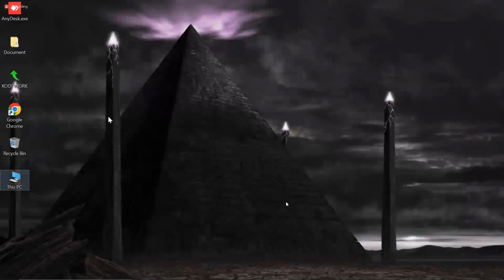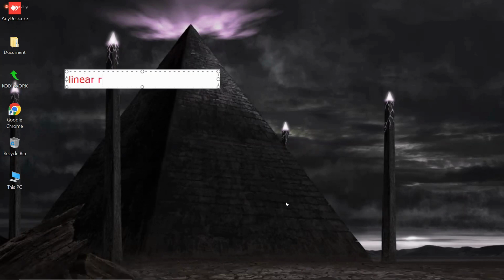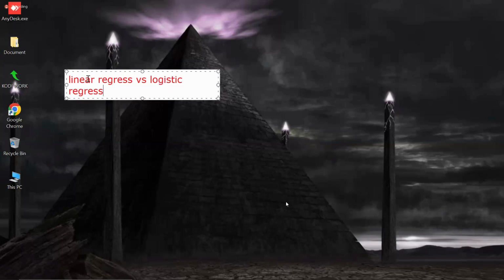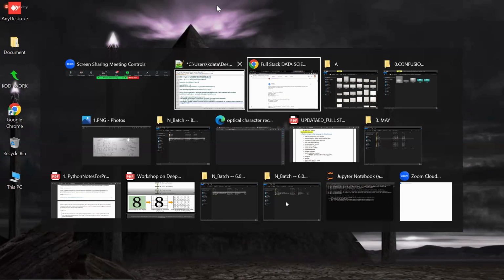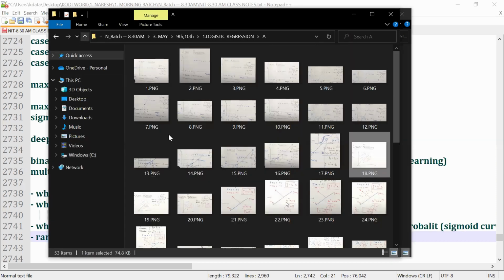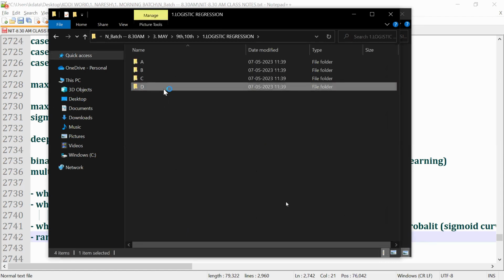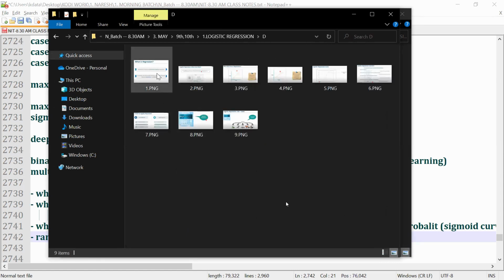But here I just wanted to highlight another point: what is the difference between linear regression versus logistic regression? Shall we discuss a little bit? In linear regression, can we get a best fit line? But in logistic regression, what do we get? We get a best fit curve. Did you see this, guys?